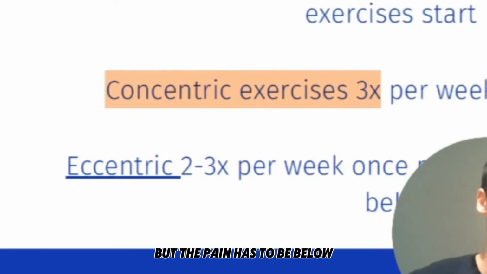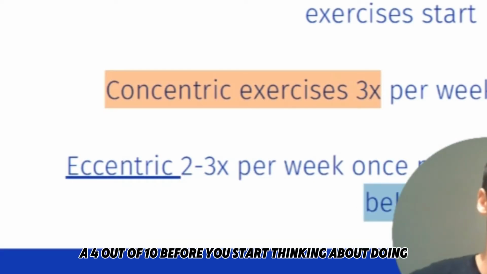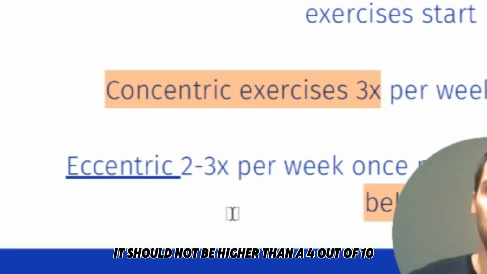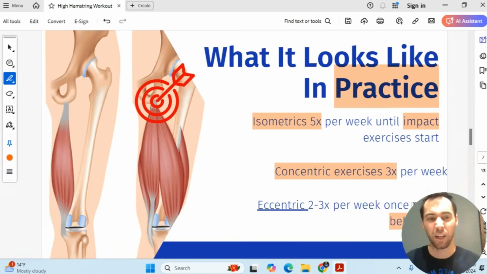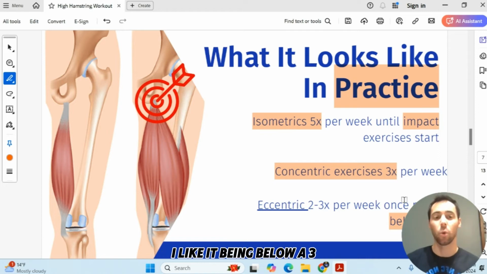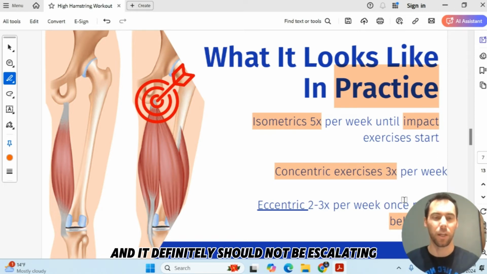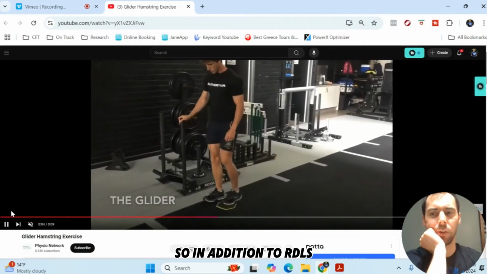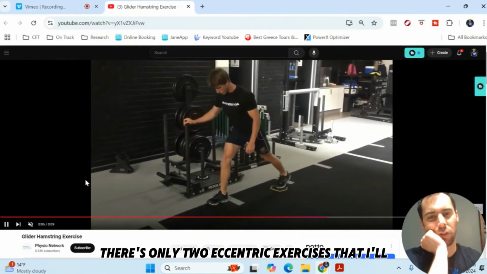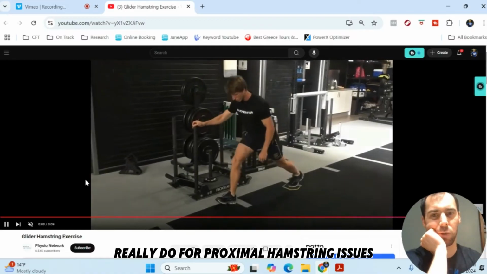But the pain has to be below a 4 out of 10 before you start thinking about doing RDLs. It should not be higher than a 4 out of 10 when you're doing those movements, and ideally, honestly, most of the time I like it being below a 3 when you're doing those movements, and it definitely should not be escalating. So in addition to RDLs, there's only 2 eccentric exercises that I'll really do for proximal hamstring issues.